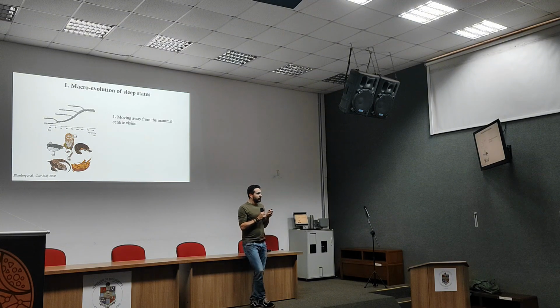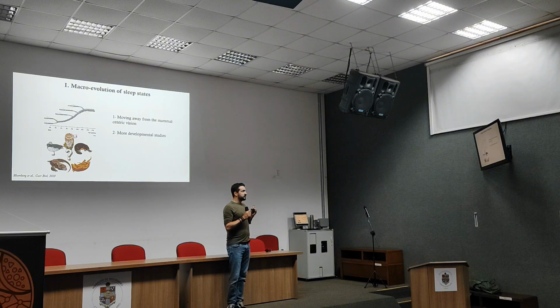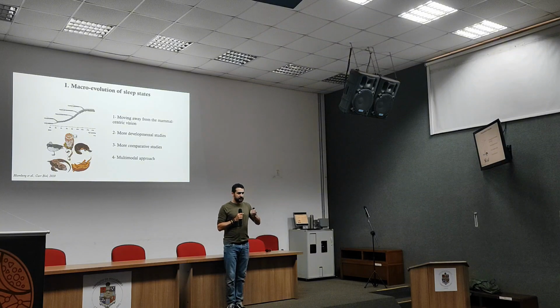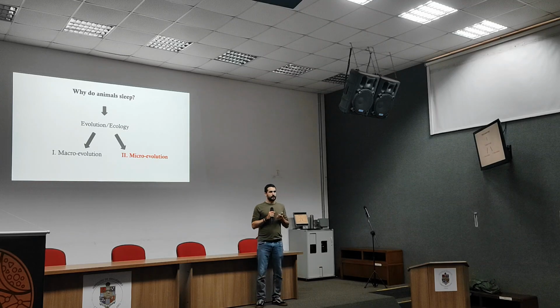So altogether, this forces us to move away from the mammalian-centric vision to better understand the sleep state. This means that we need more developmental study, which is clearly not well understood in all species. We need more comparative study, and we need a multimodal approach. Brain activity and eye movement are not the only signature of sleep state, and are not enough to understand all the mechanisms that are behind. So I think these four points are really important if we would like to better understand sleep states in the different species. The second part of my talk will focus on the microevolution.